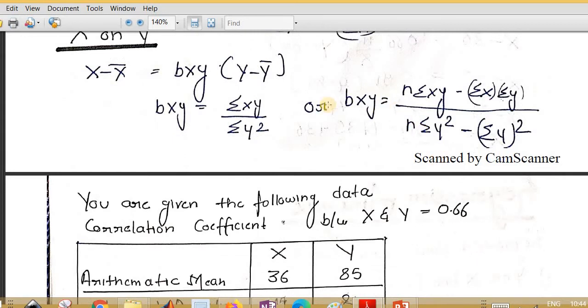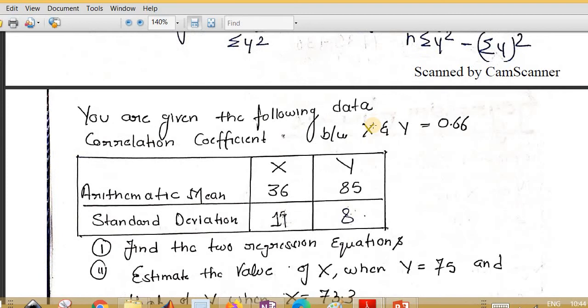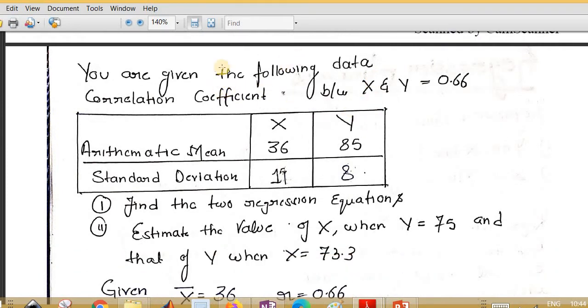Now let us discuss this formula with the help of an example. You are given the following data. Find the correlation coefficient between x and y, which is 0.66. The value of r is given in this question, that is 0.66. And the mean value of x is given as 36 and the mean value of y is 85. The standard deviation of x is 11 and the standard deviation of y is 8.